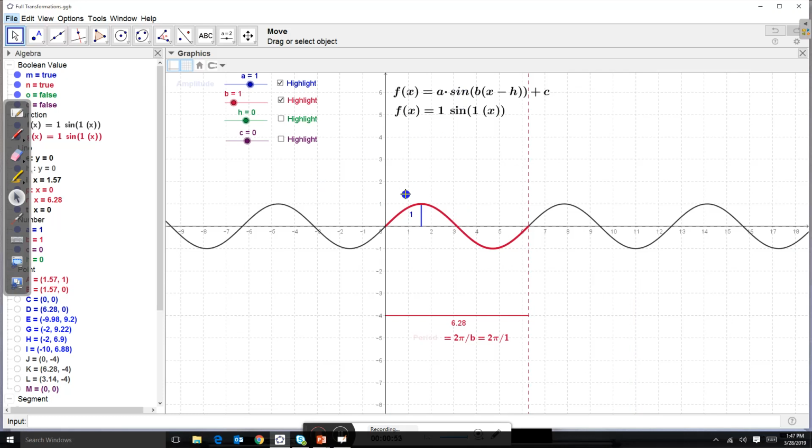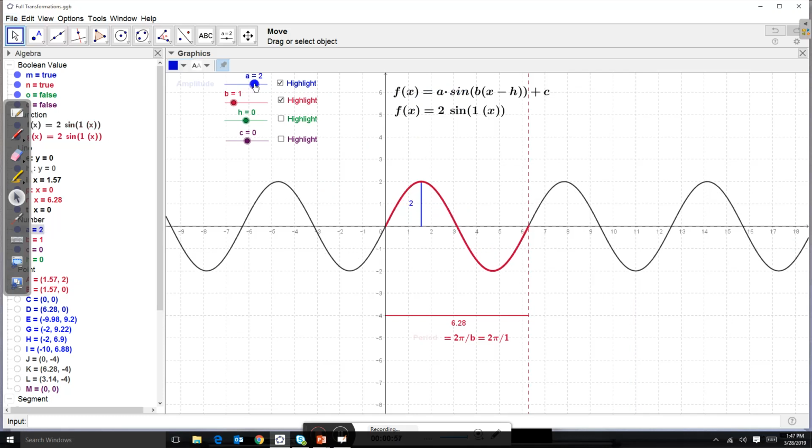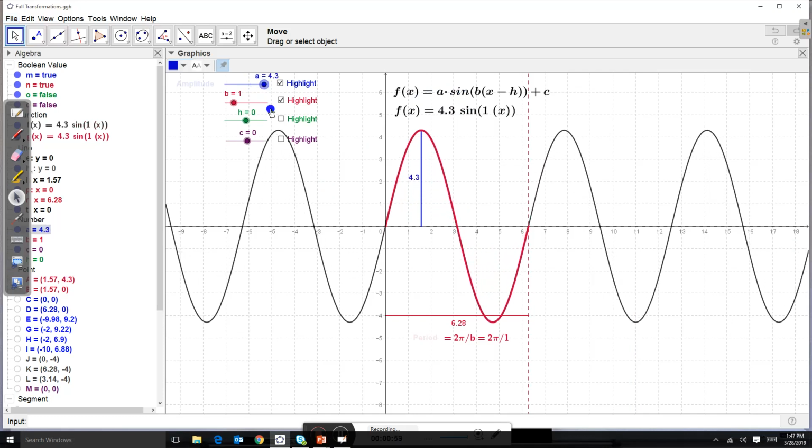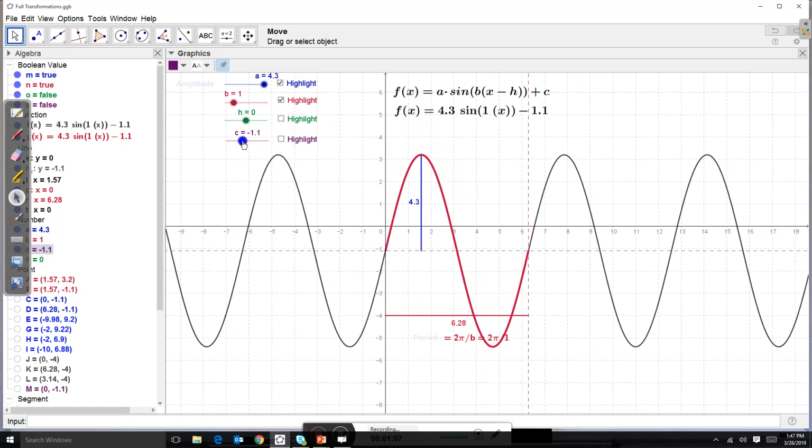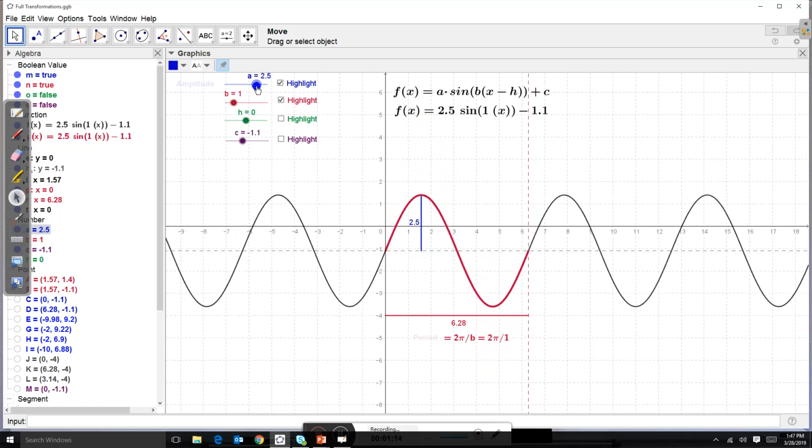So here if I have a sine function that's graphed, if I change the a value, that is a vertical stretch, it changes the amplitude. If I change the c value, that moves the whole thing up and down. That is shifting this middle dashed line, which we call the midline. So that's what we've done so far.